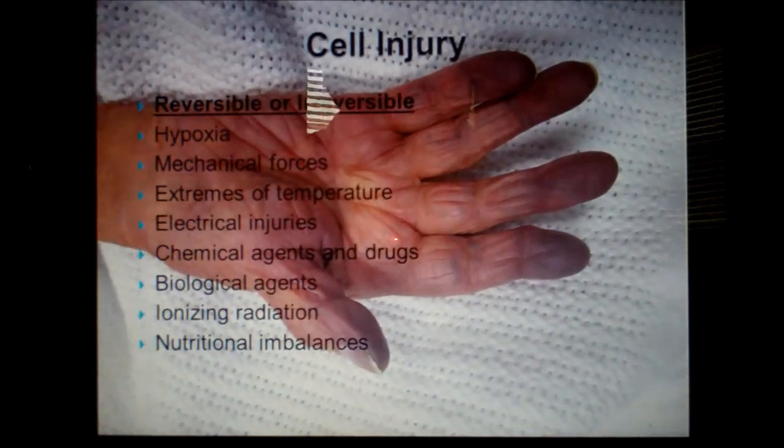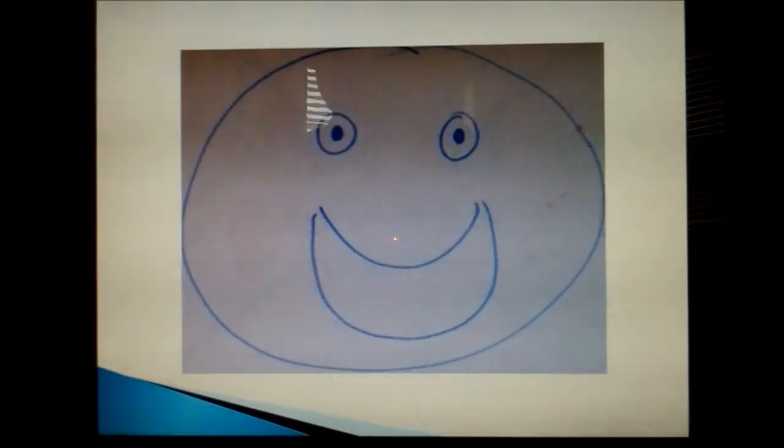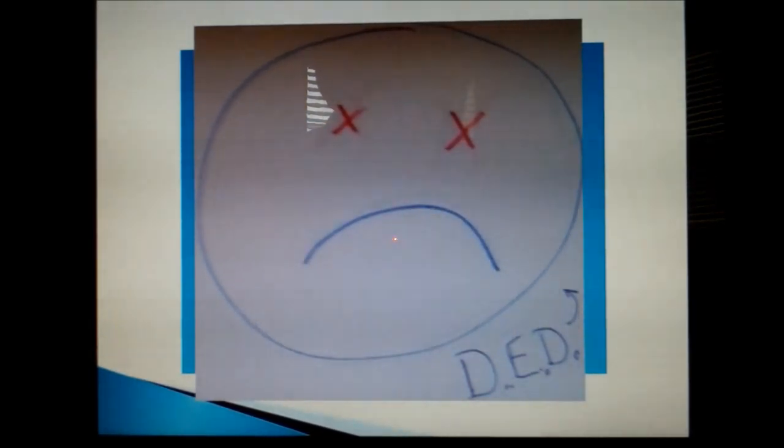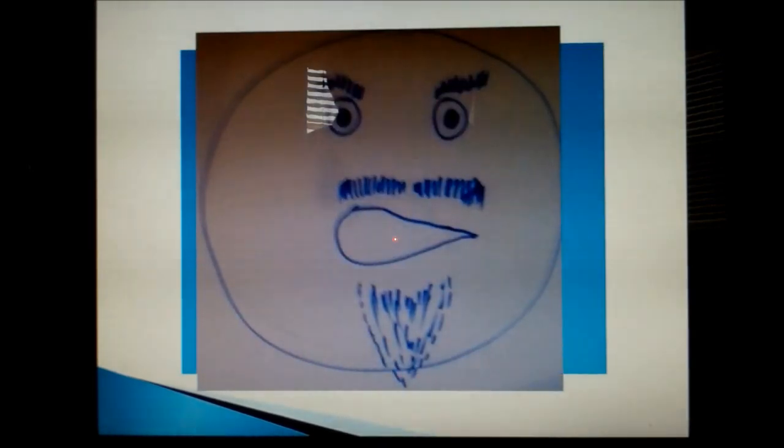But before I do that, I should mention that cells may undergo reversible injury, as in able to recover, or irreversible injury, meaning that they die. Examples of cellular injury that may be reversed if the injurious stimulus ceases and the injury is not too extensive include cellular swelling, loss of ATP, and detachment of ribosomes.